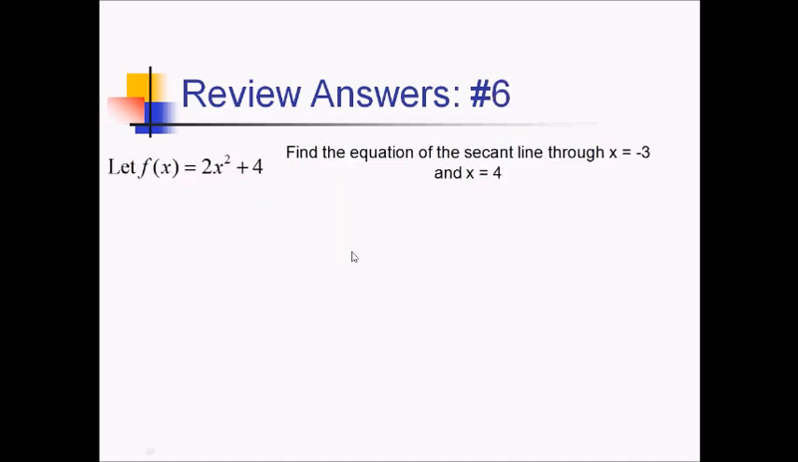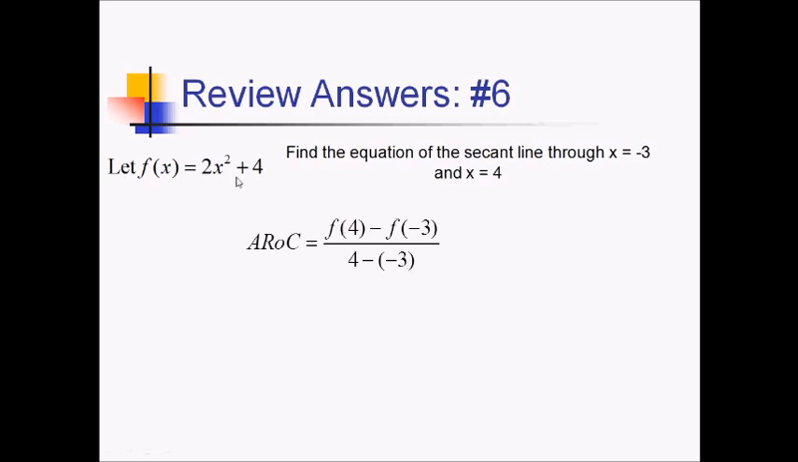For this problem, we're given this function 2x squared plus 4, and we're trying to find an equation of a secant line through x equals negative 3 and x equals positive 4. So in order to get the equation of a secant line, we first need the average rate of change, because that gives us the slope of a secant line. So to get average rate of change, we need to do basically y2 minus y1 over x2 minus x1. So f of 4 minus f of negative 3 over 4 minus negative 3.